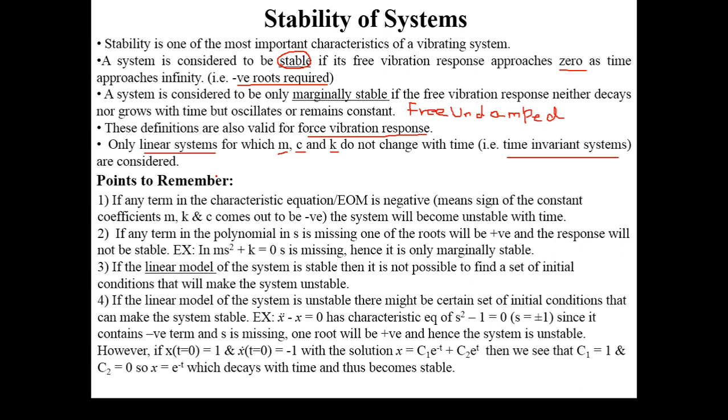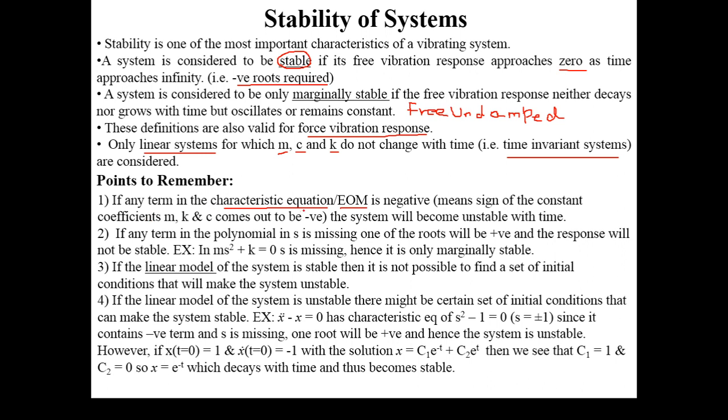Now, by looking at the equation of motion or the characteristic equation of your system, you can actually predict a few things about the stability of a vibrating system. For example, if we speak of point number one, if any term in the characteristic equation, you can look at the characteristic equation, or you can also look at the equation of motion.